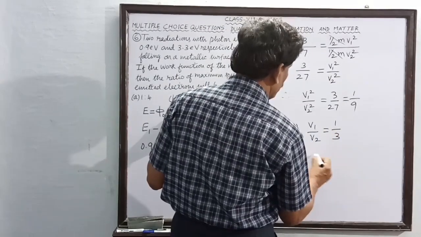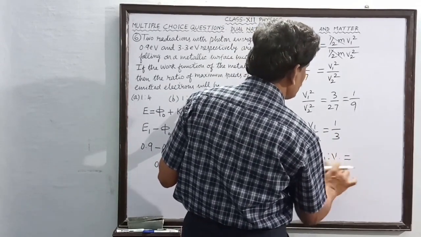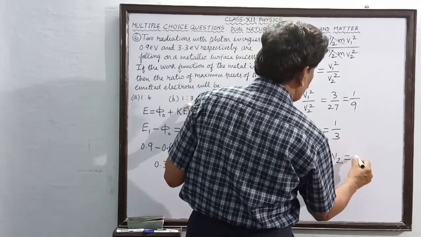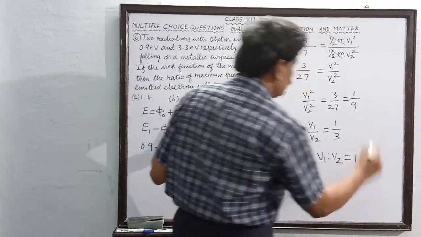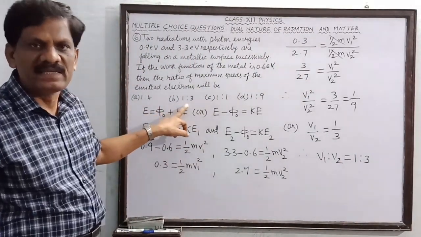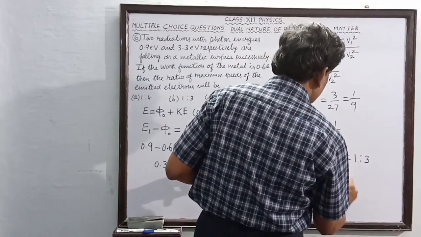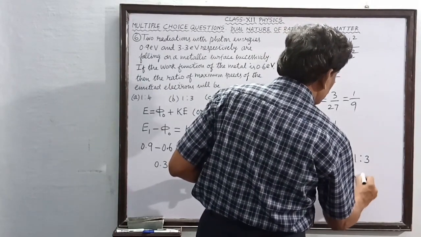Therefore V1 is to V2 is equal to 1 is to 3. So which is the option here? Option B is correct. So this is the correct option. Option B.